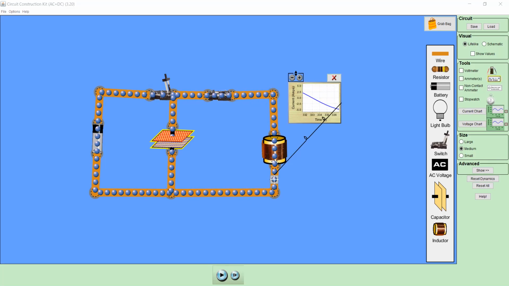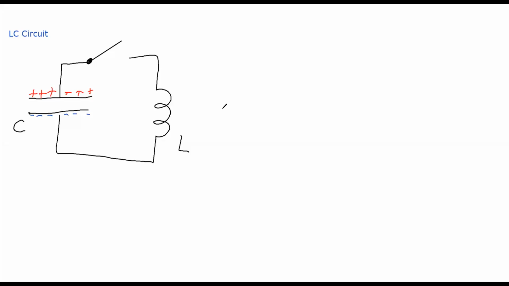Let's go back to the whiteboard. What we're going to see here when we close it is exactly that. It's just oscillations. So now I'm going to close my switch here. And we know what we expect to see, right? Once I close the switch, charge is going to be moving. But let's look at it mathematically. So if I make a loop here, let's do a loop law.